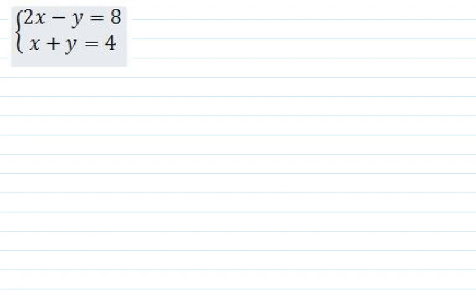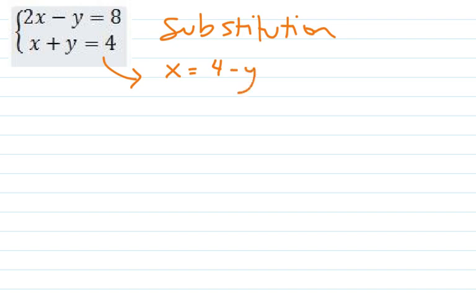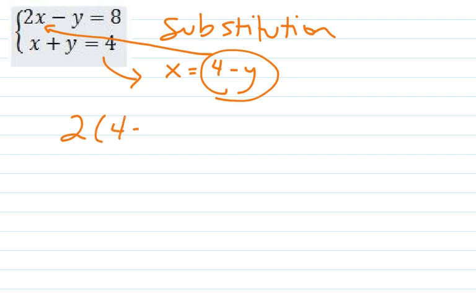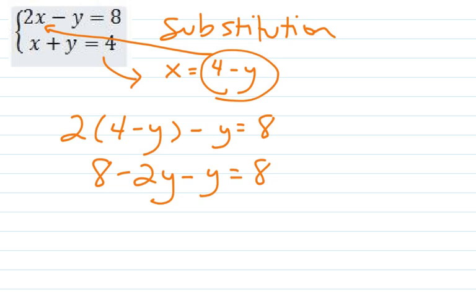Okay, we're going to solve the system using substitution. It's actually the same system, but we're just going to practice doing this. Remember that you have to get one of your equations to say either x equals or y equals. So I'm going to take the second equation and say x is equal to 4 minus y. Then I'll take that, put it in place of x. So 2 times 4 minus y, that's 2x minus y equals 8. That's 8 minus 2y, distributive property. 8 minus 2y minus y, that's minus 3y equals 8.